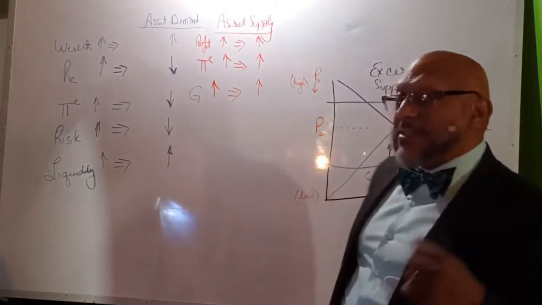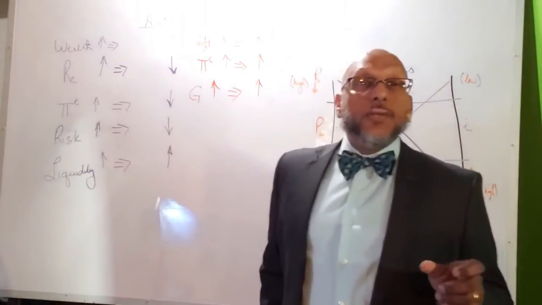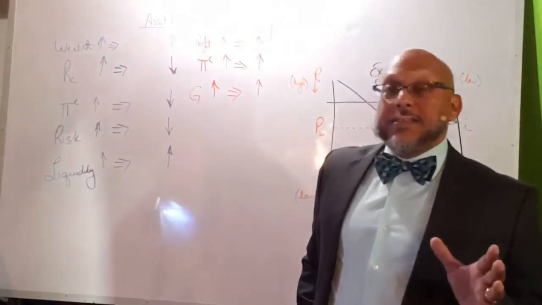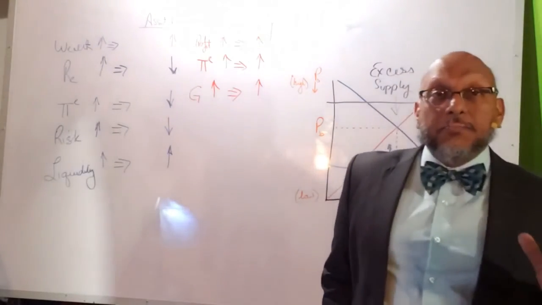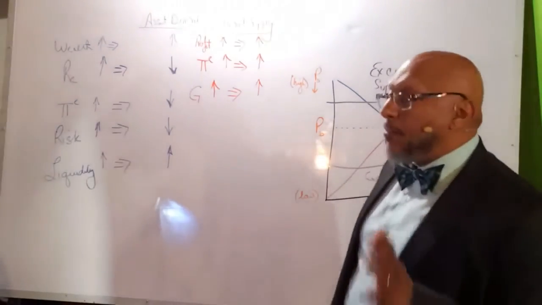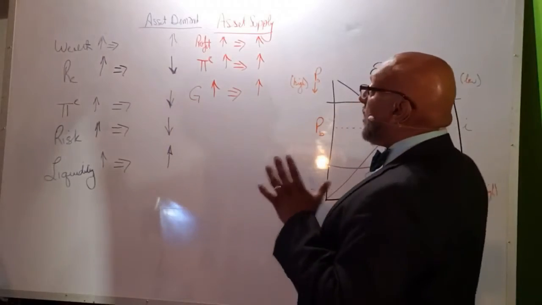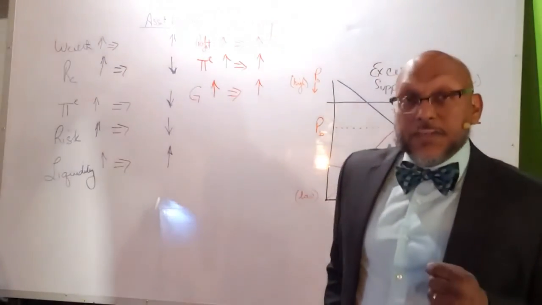If there's an increased risk level, whether for an individual or the bond market itself, where bonds are becoming more risky, corporate bonds are more risky, then we'll have less demand. There'll be a leftward shift in the demand curve.